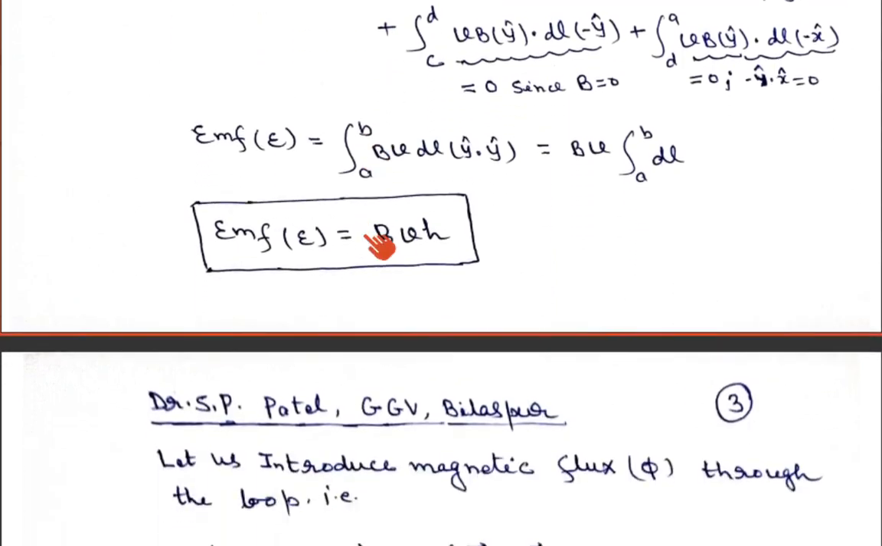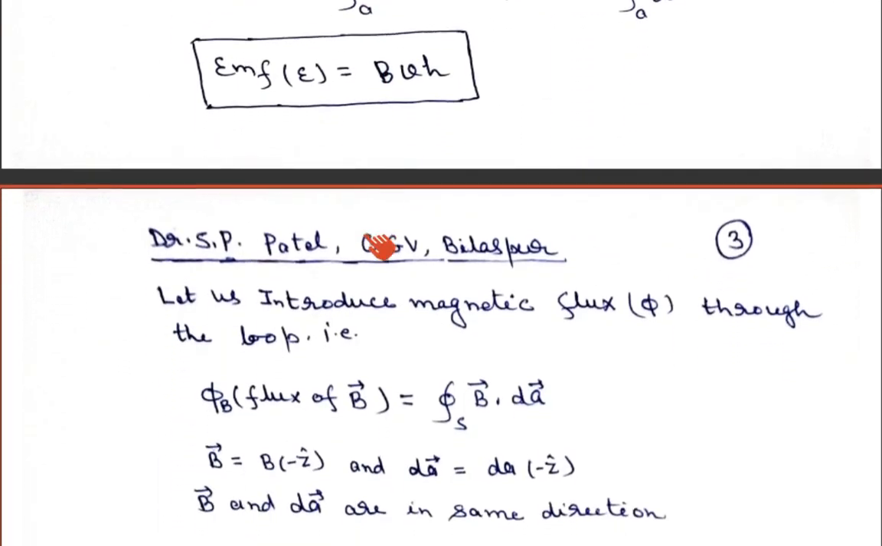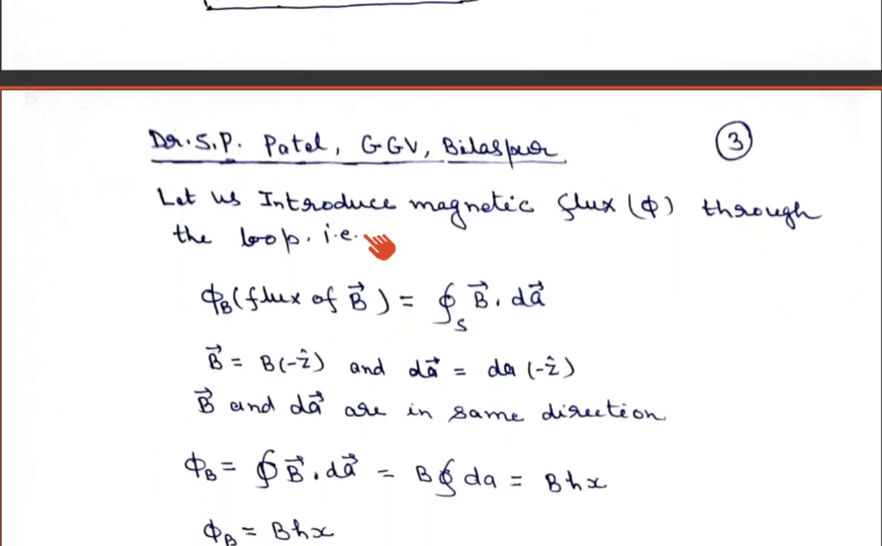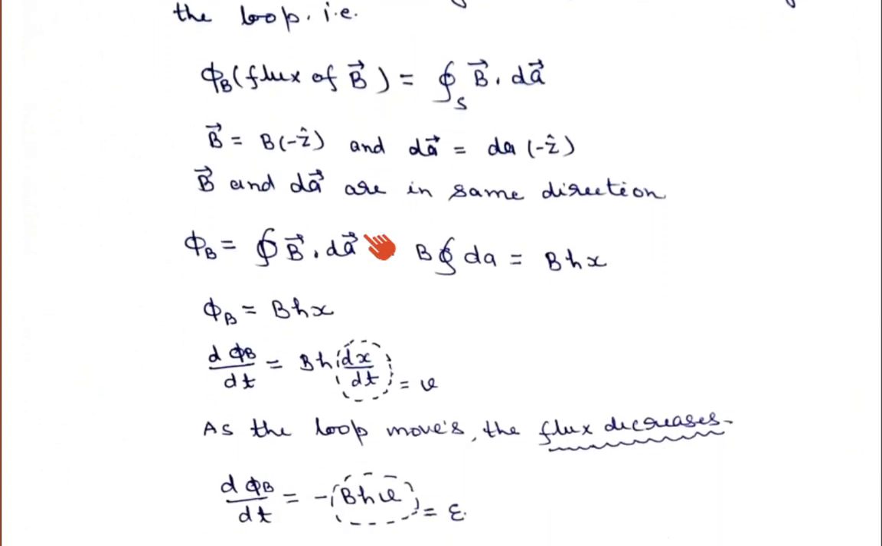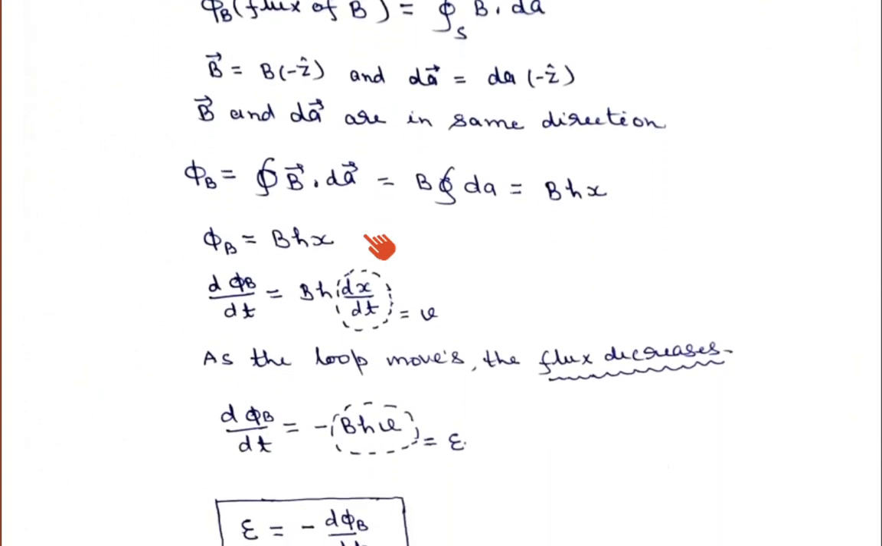So B and dA are in the same direction, and we can find out phi B, the flux of B, which will be equal to B times the area. The area is x, the part of the loop within the magnetic field, times the width, and h is the height of the loop, so the area will be h into x. So this will be BHX.